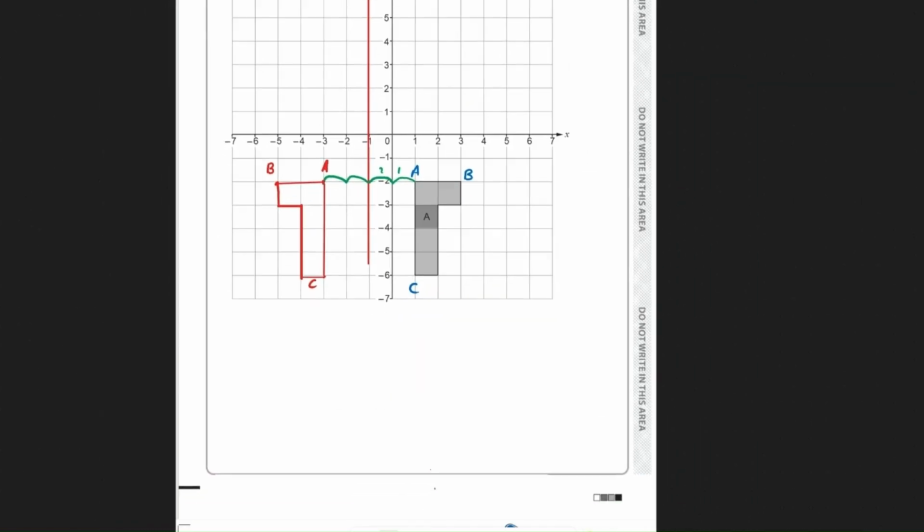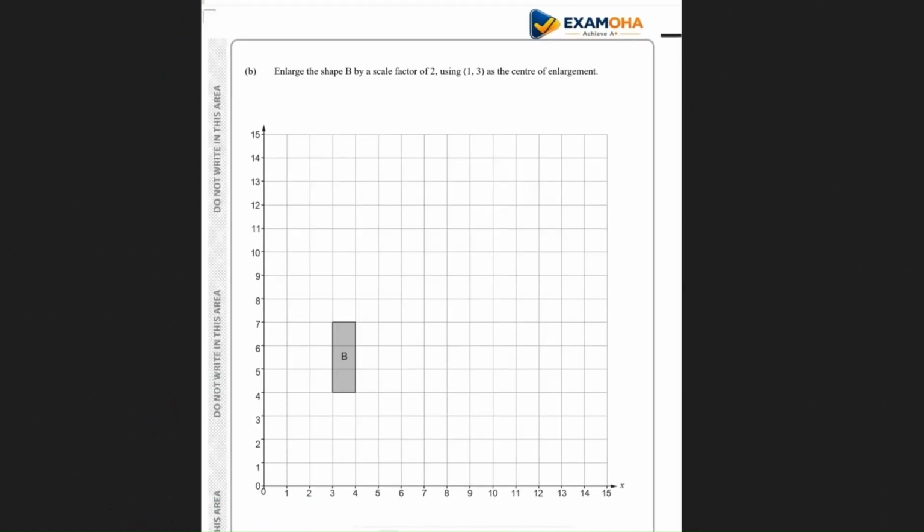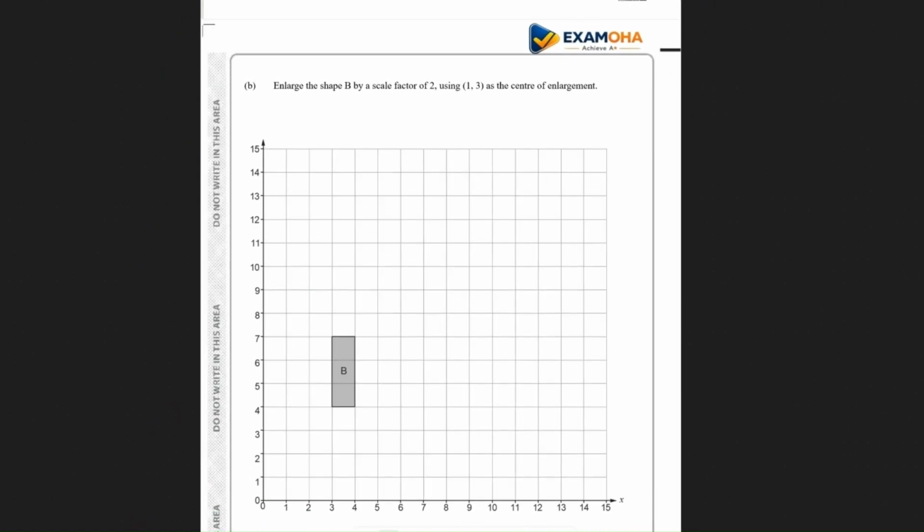For the second part, it asks you to enlarge the shape B by scale factor of 2 using 1, 3 as the center of enlargement. So a scale factor of 2 here means everything becomes double. So if this one is 3 squares, that means it will be 6 squares somewhere. If this is 1 square, it will be 2 squares here. But where? Yeah, okay, we can understand something doubles in size somewhere here, there. Where? Look to the question here.